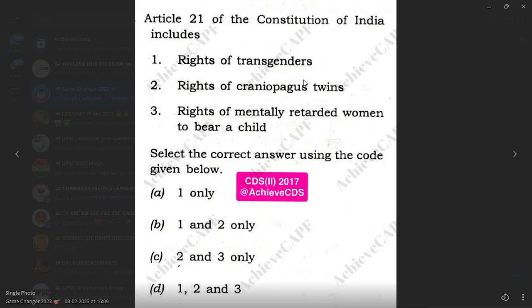Article 21 of the Constitution of India includes rights of transgenders, rights of conjoined twins, rights of mentally retarded women to bear a child.